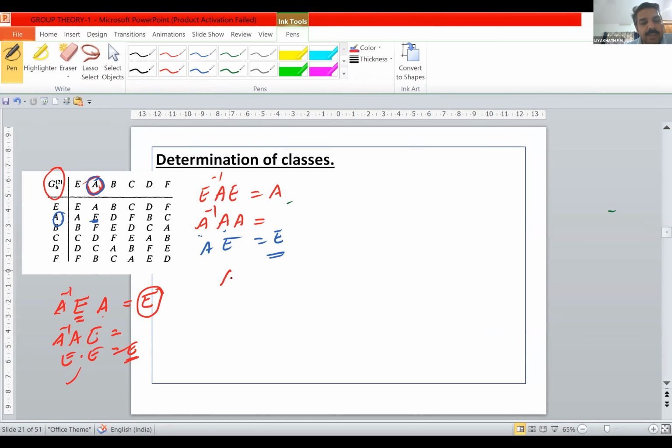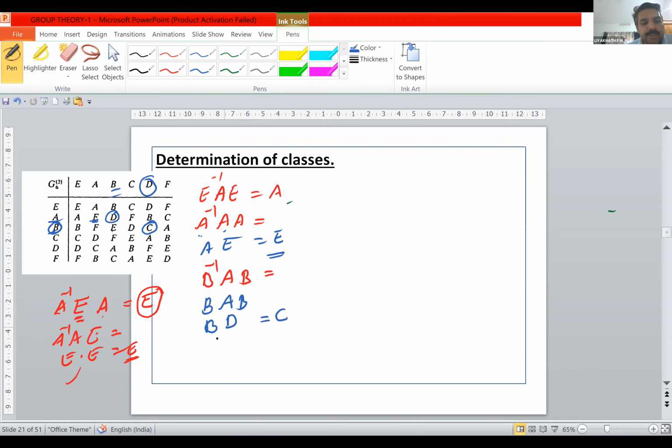And next, A left multiplied with another element B, we can find the similarity transform with respect to B. So B inverse. How can you find B inverse? Look at B into B, which is equal to E. Therefore B inverse is equal to B. So we write B A B, and that is equal to B into AB. AB is equal to D. So B into D, what is B into D? BD is equal to C.